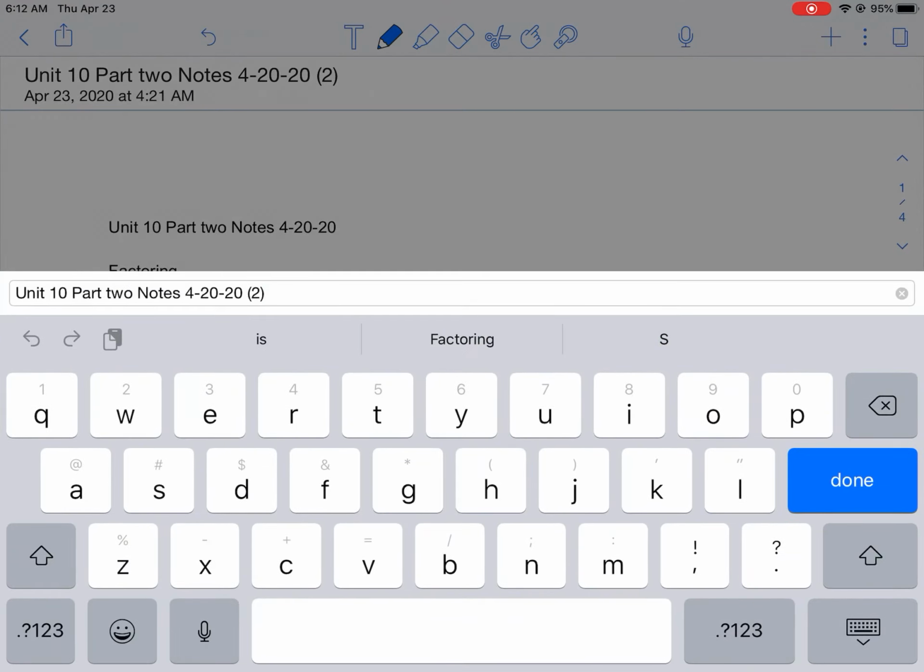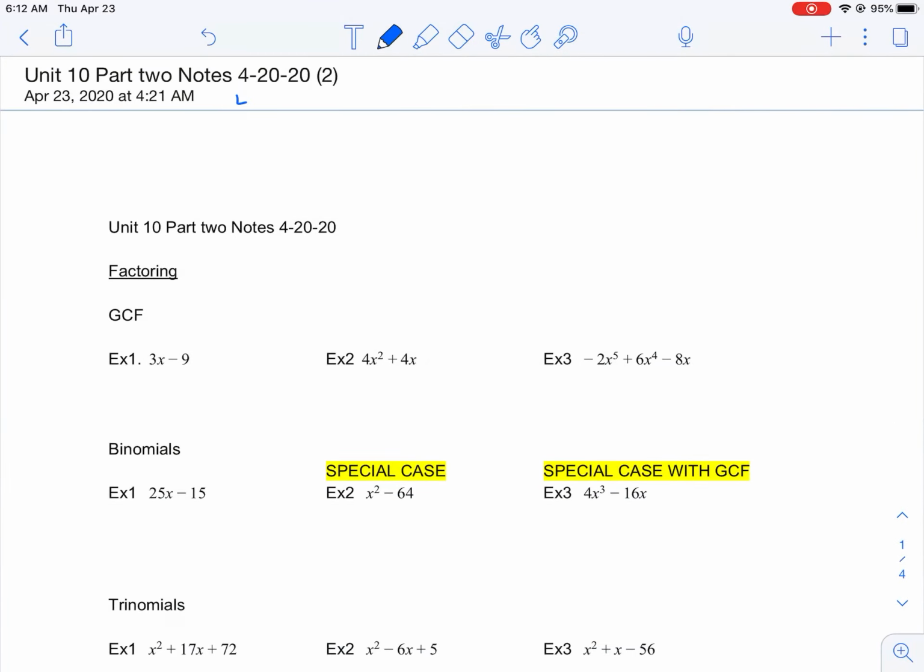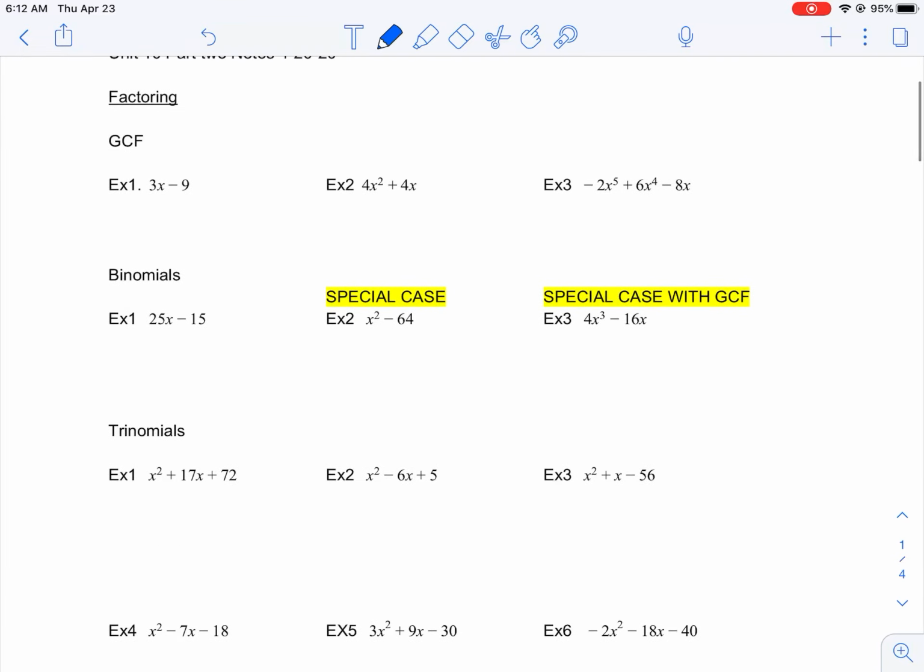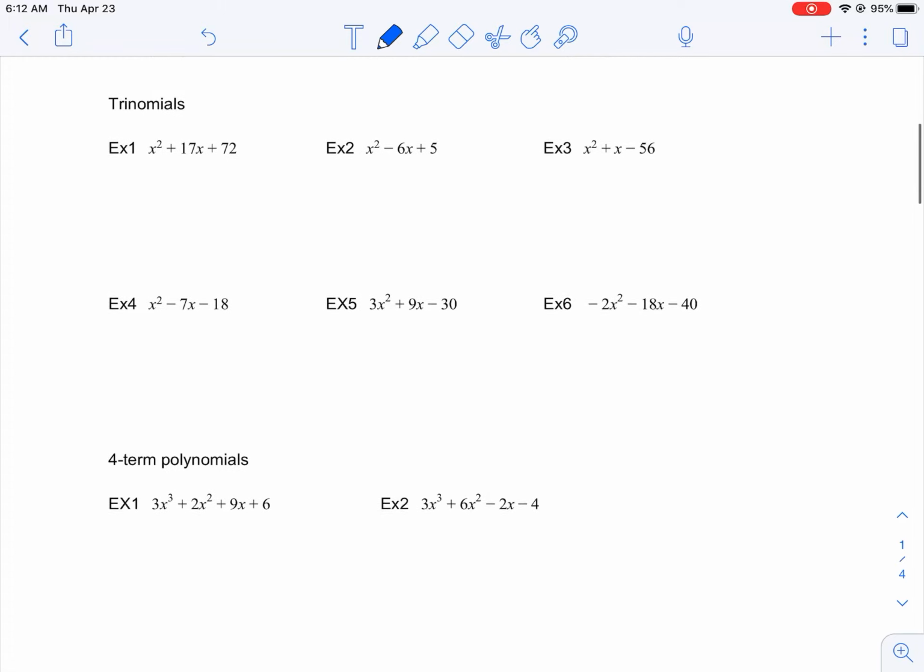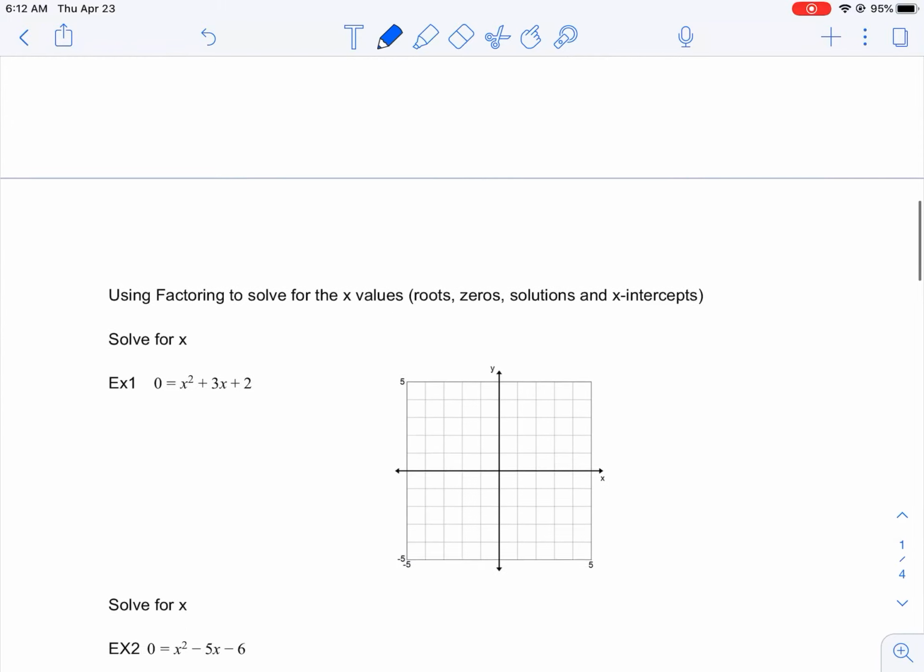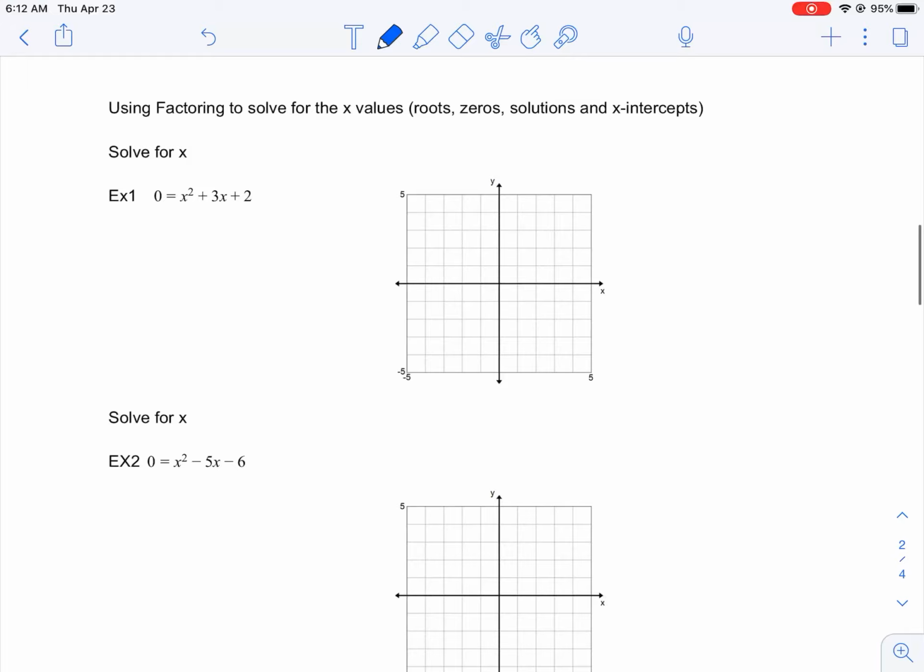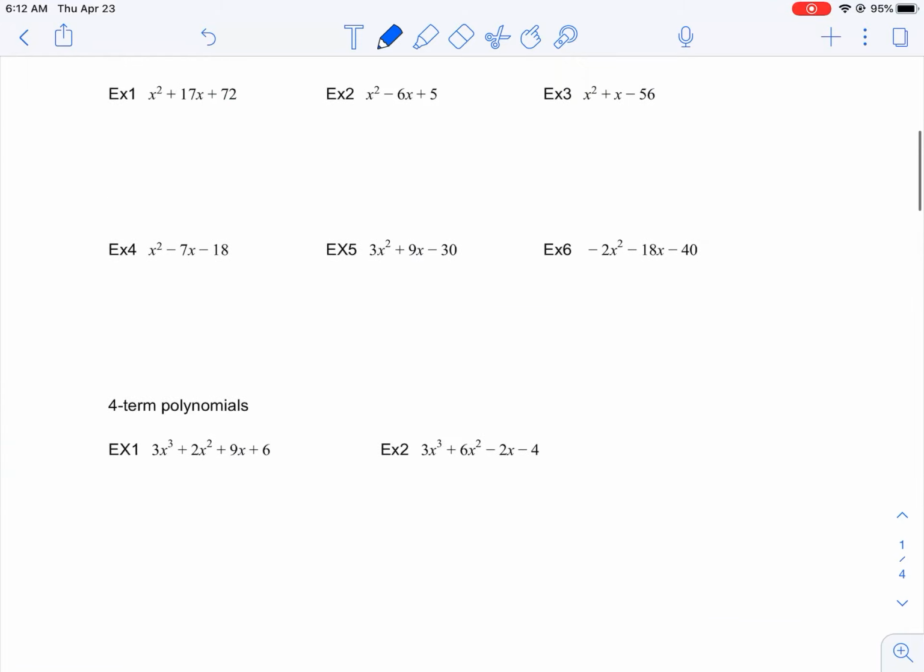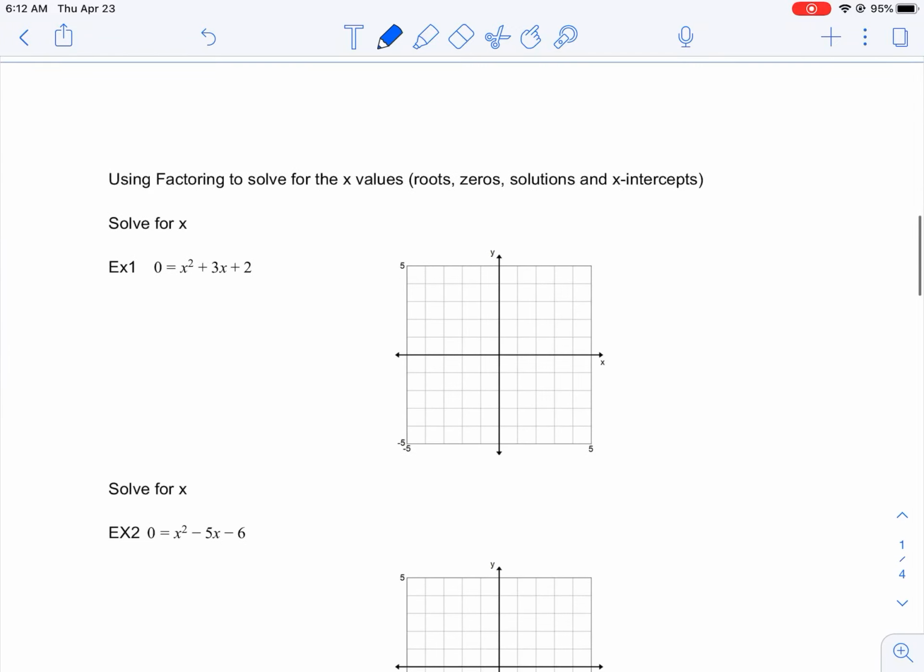4/23/20. I used this same sheet earlier in the week. If you'll notice, that's all the factoring. Now, you should have this all filled out. I filled it out earlier, but I'm using a blank sheet because I'm coming down to the second side, and I've added some stuff to it. We're going to use the factoring that we learned up here to now solve for the x values.